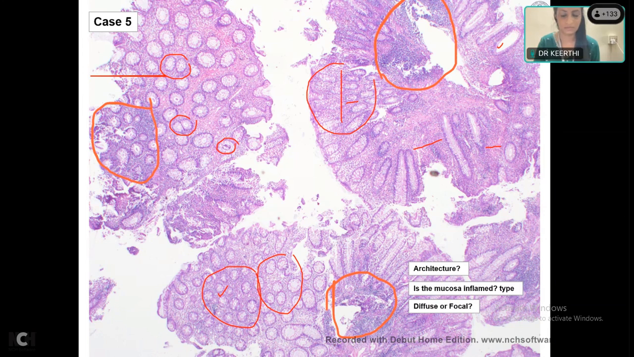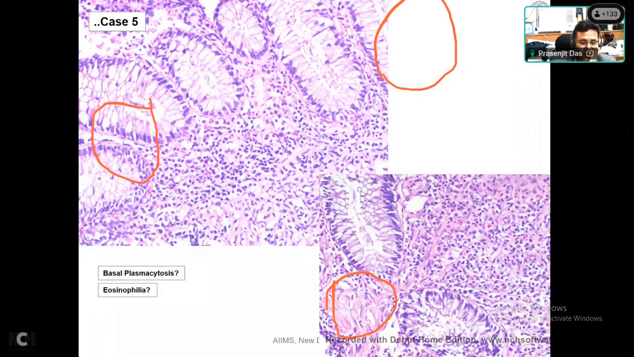Now see, there are two leading questions because you have gone to higher power. I told you in higher power what you have to look for: if the crypts are short, there is basal zone, basal plasmacytosis, type of inflammatory cell. Look at the questions. Basal plasmacytosis, present or not? Basal plasmacytosis is there. You think that is present.